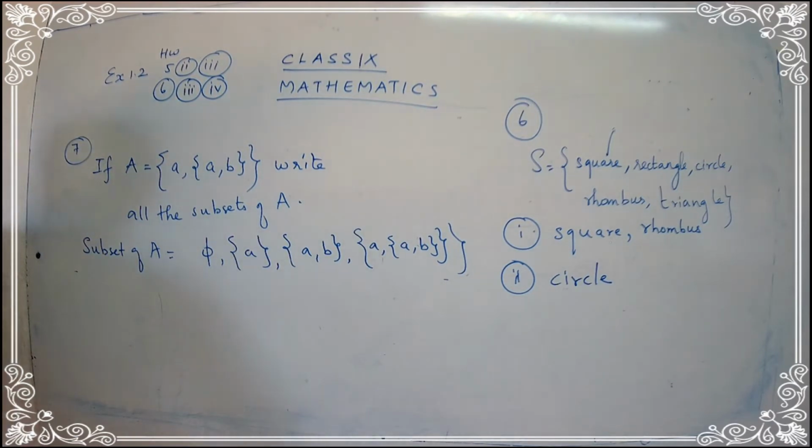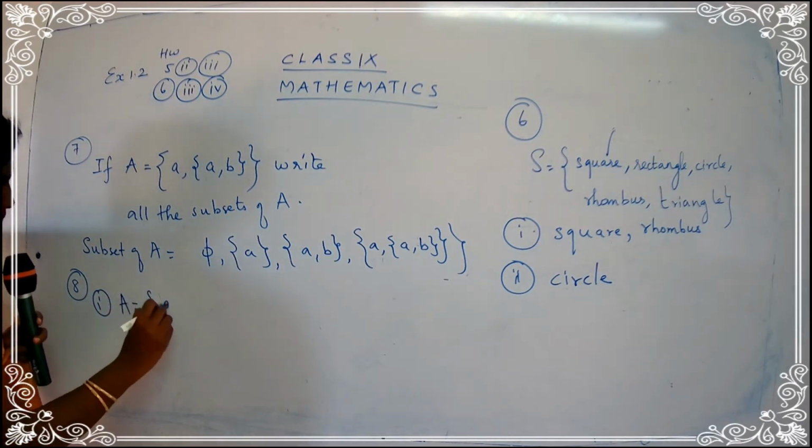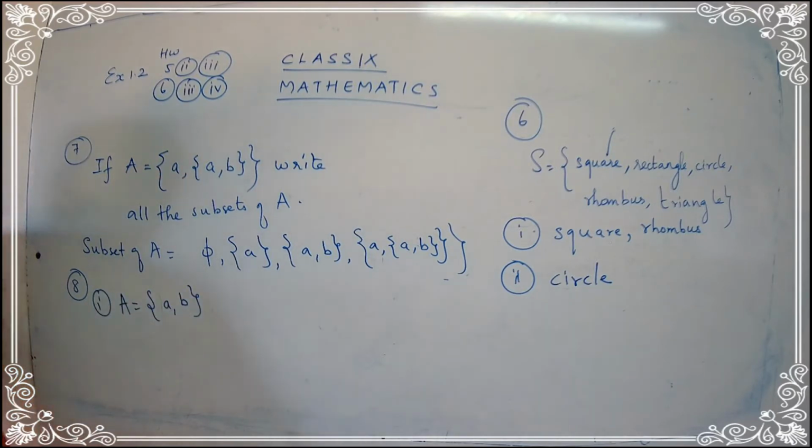So let's go with question number 8. Write down the power set of the following set. First, A is equal to {A, B}. This is very simple, children. And I have told you, whenever we go for a power set, we have to use a brace bracket. Shall we continue our answer? Let's start with the work.